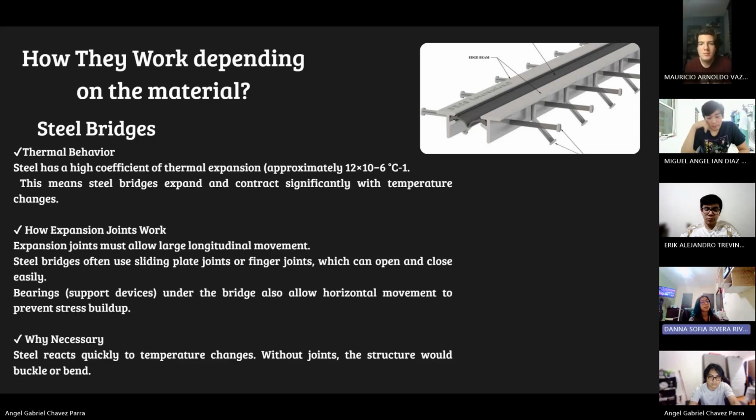How expansion joints work? Expansion joints must allow large longitudinal movement. Steel bridges often use sliding plate joints or finger joints, which can open and close easily. Bearing support devices under the bridge also allow horizontal movement to prevent stress buildup. Why necessary? Steel reacts quickly to temperature change. Without joints, the structure would buckle or bend.